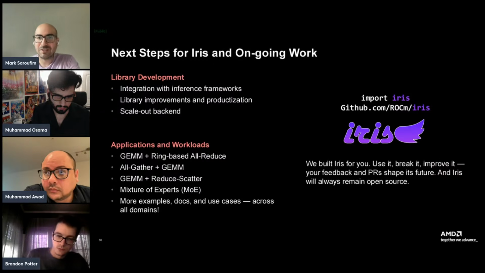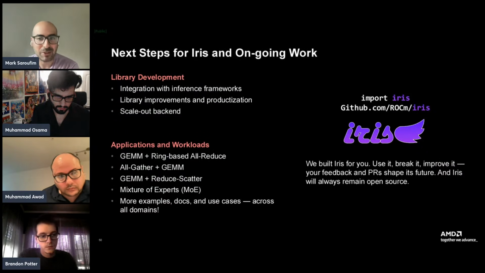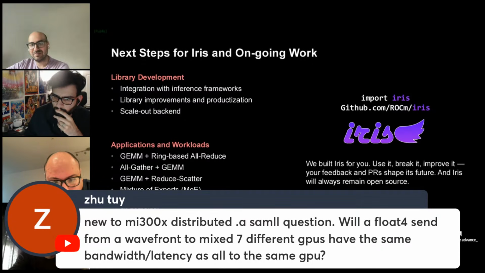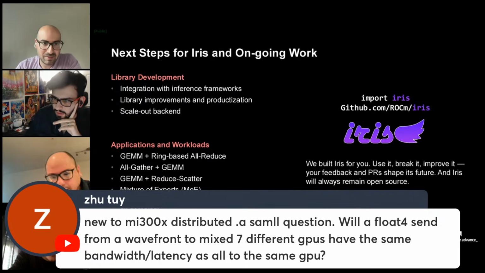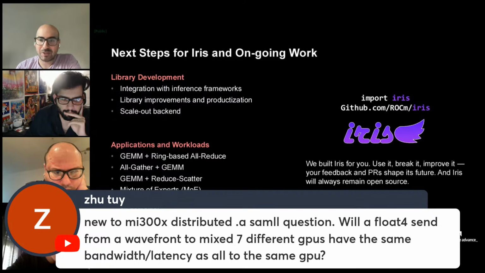I think there's a couple of questions. Maybe we'll start going through them. I don't totally follow this, but Zoo asked a good question before, so I'm just going to put him back on. Yeah, I'm not sure if I follow the question. So float 4 sent from a wavefront to a MI300X, do different GPUs have the same bandwidth as the same GPU? Maybe I'll ask my own question, which is, have you guys done any experiments with very small dtypes? And does it fit with the work you guys have done already?